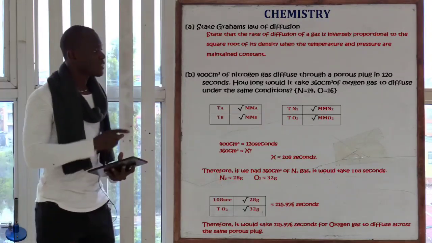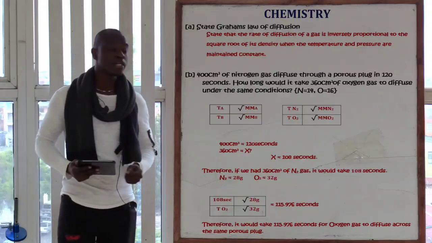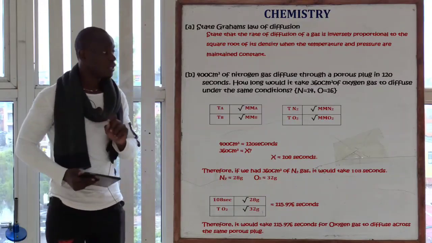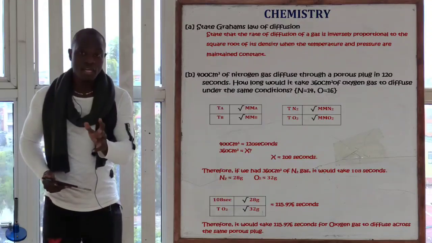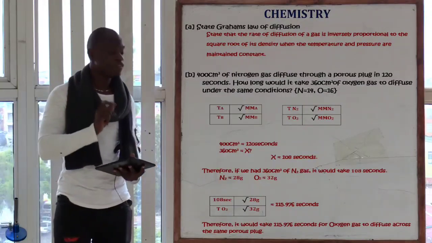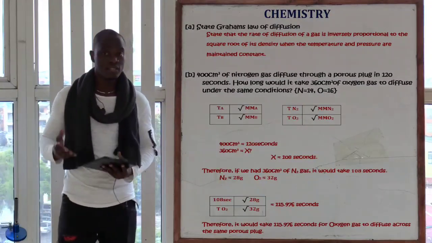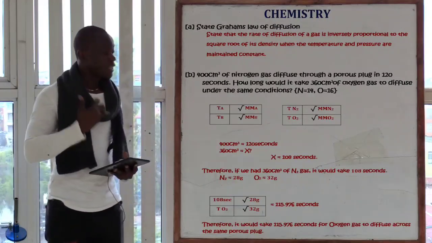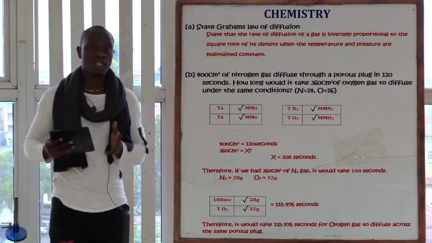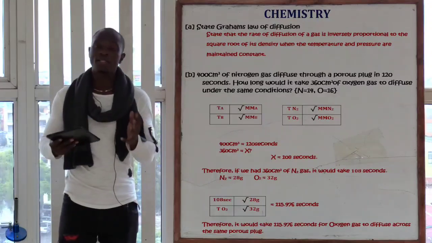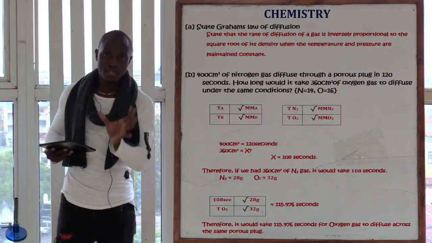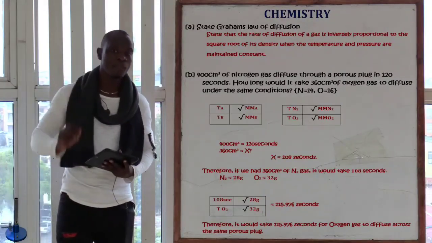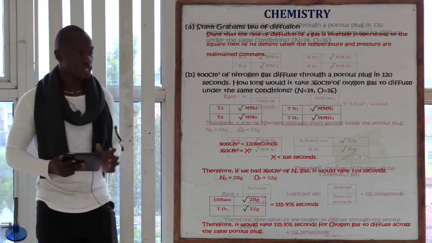So if you do all these calculations correctly, you're going to get 115.976. So the time taken for oxygen therefore will be 115.976 seconds, and that is correct. So that is the time which oxygen will take to diffuse, or rather that is the time whereby 360 centimeters cubed of oxygen is going to take to diffuse through the same porous plug, the same as nitrogen.